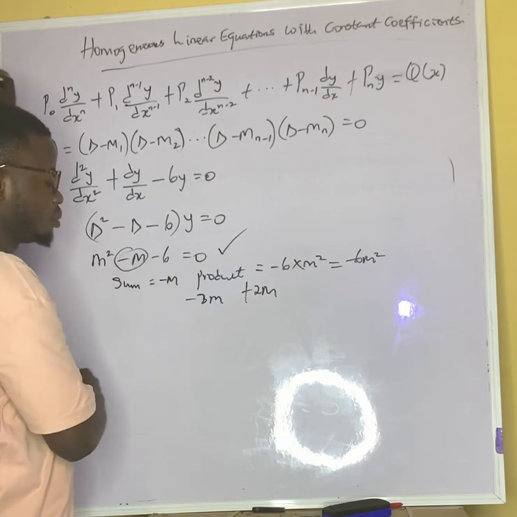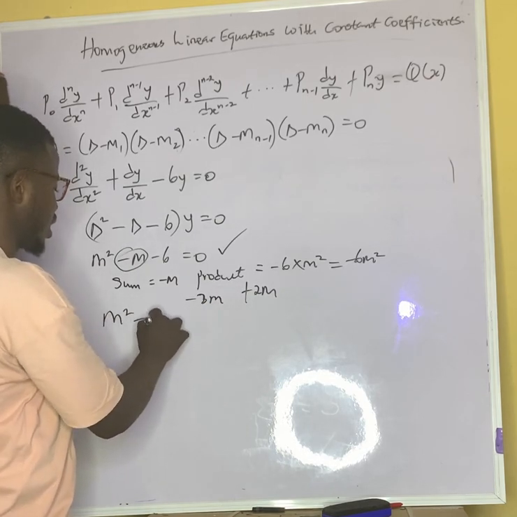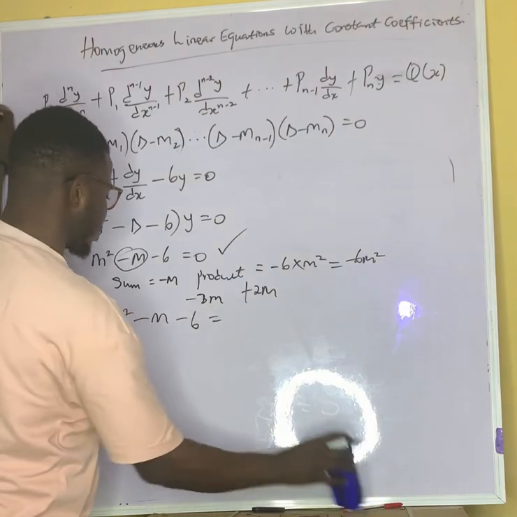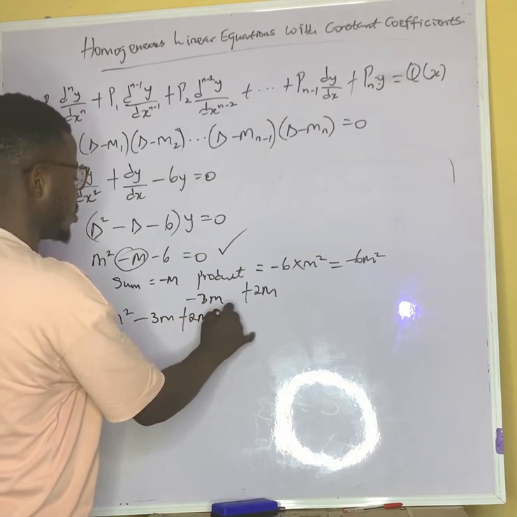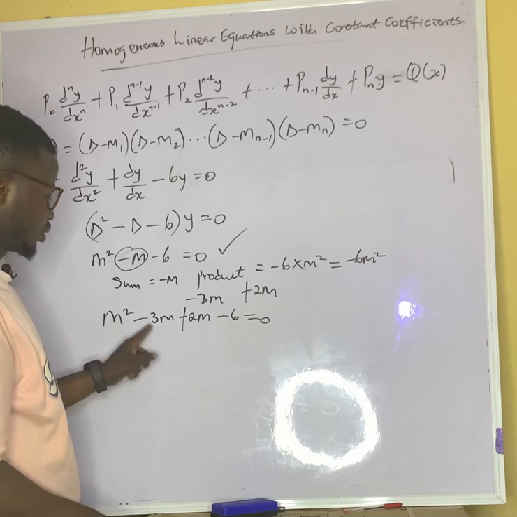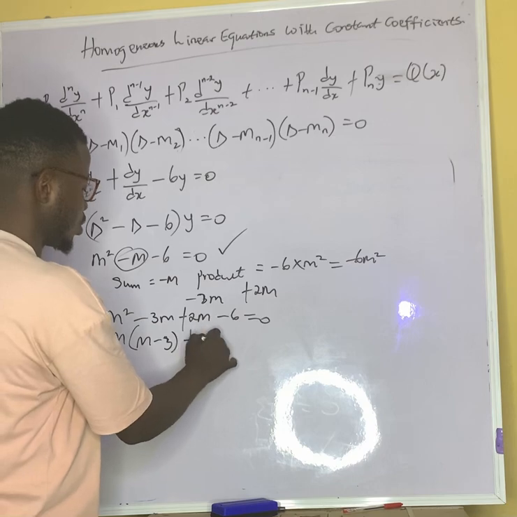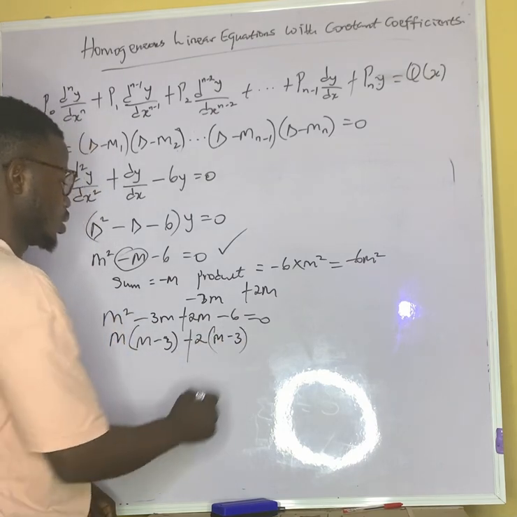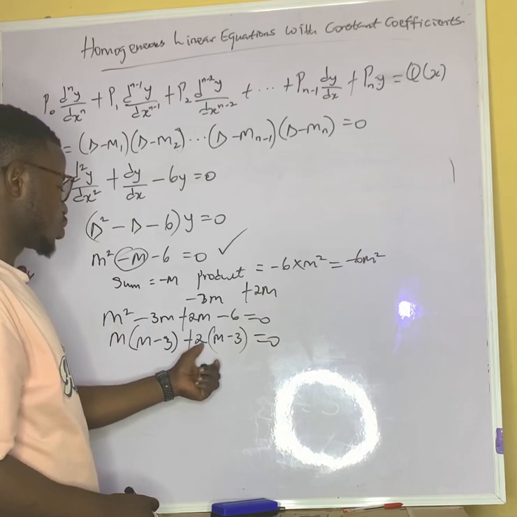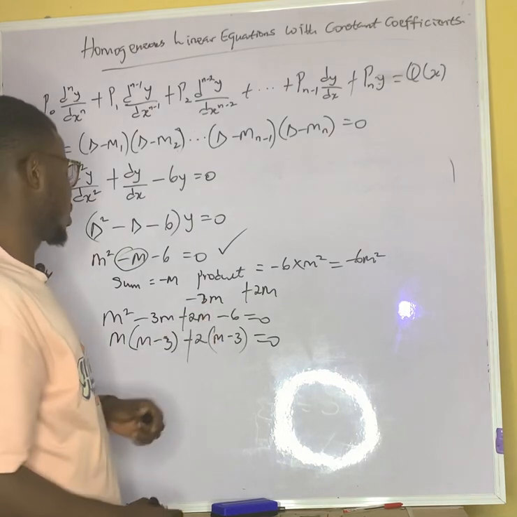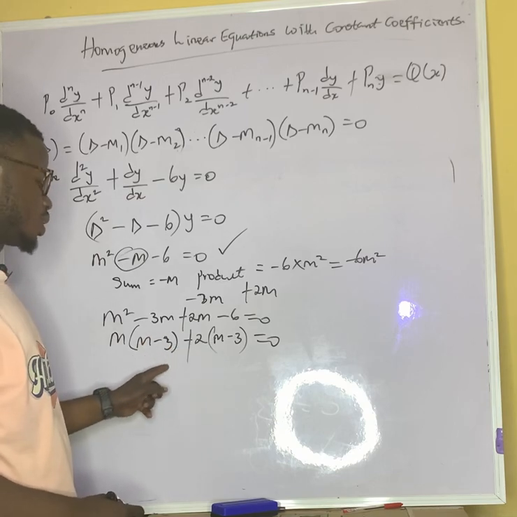Instead of writing minus m, we'll replace that with minus 3m plus 2m. So this equation will now become m squared minus 3m plus 2m minus 6 equals 0. From here, m is common, so I need to have m into m minus 3, plus here 2 is common, so I need to have 2 into m minus 3 equals 0. By the time we multiply this bracket, it will give us m squared minus 3m. By the time we use plus 2 to multiply this, it will give us plus 2m minus 6. And what we have inside the two brackets must be the same thing. So the two brackets must be the same.